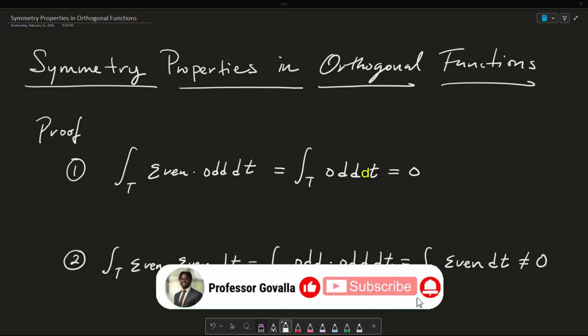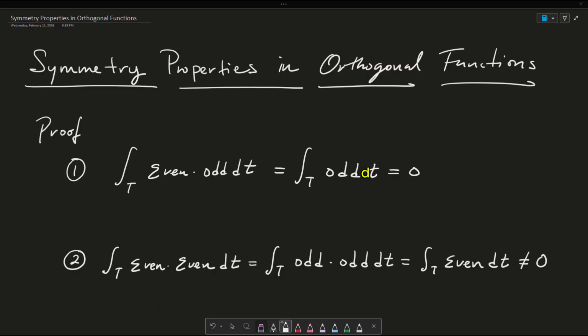My name is Professor Govala, and today I'm going to be talking to you about symmetry properties in orthogonal functions. The main reason I want to talk about this is because this video leads into two very crucial examples I want to do after this. It's important for us to understand these symmetric properties in order to easily solve the following videos to come. So again, this is simply part one of what's going to be a three-part series.